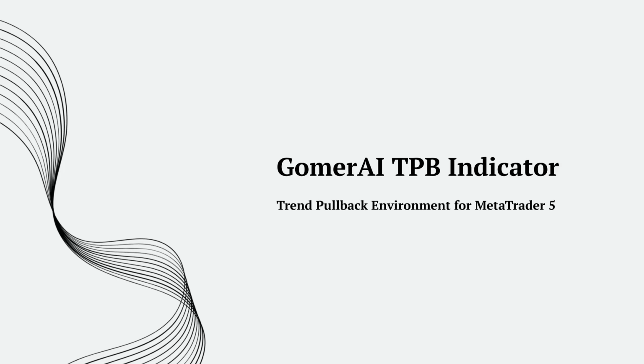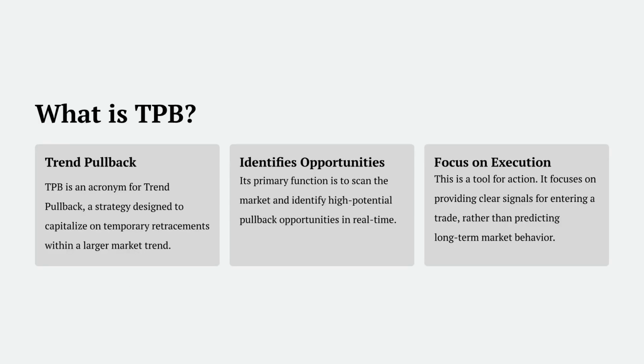Welcome to this video on the GomerAI TPB indicator, the Trend Pullback Environment tool for MetaTrader 5. TPB stands for Trend Pullback, a strategy that capitalizes on temporary market retracements within a larger trend. It identifies high-potential pullback opportunities in real time, focusing on providing clear entry signals.